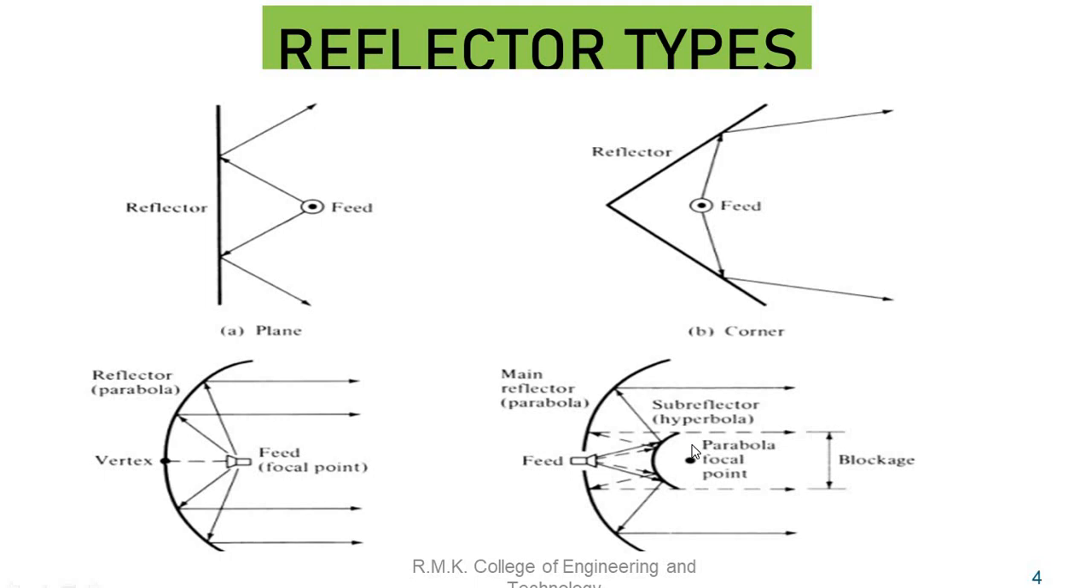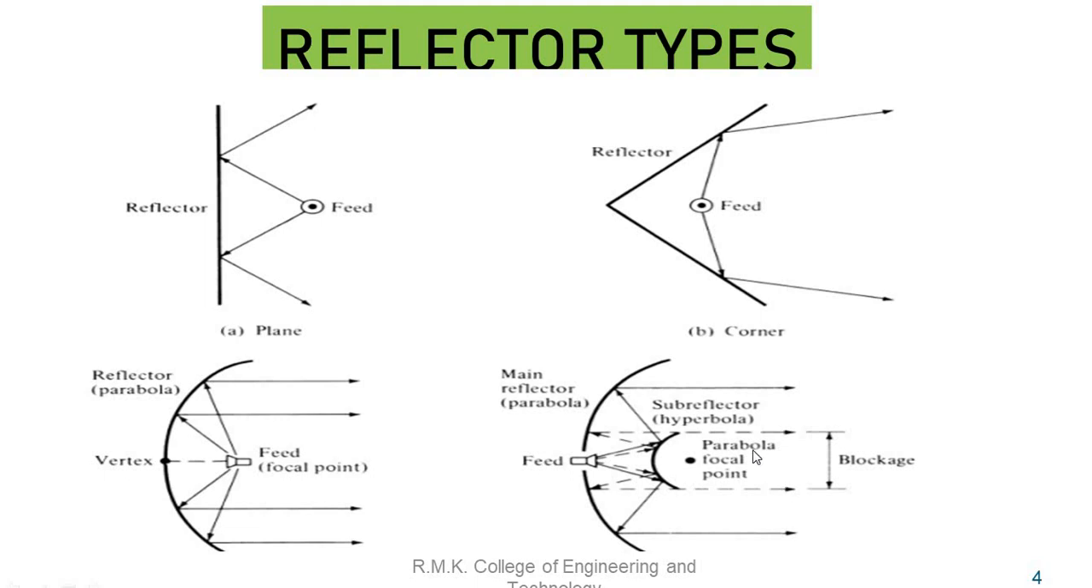Here two different reflectors will be used. One is the main reflector, that is a parabola, and the second one is the hyperbolic reflector, that is called the sub-reflector, and we have a feeder point. So the signal will be transmitted over here and hit the surface of the sub-reflector, and it will be transmitted toward the main reflector, and the signal will be transmitted toward free space.